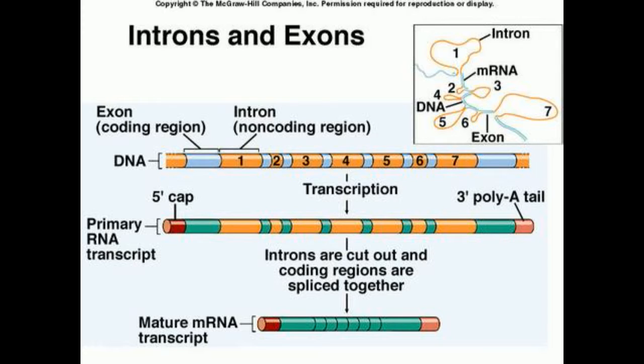In almost all eukaryotic genes, coding regions called exons are interjected by non-coding regions called introns. After transcription, during a process called splicing, the introns are cut out to create a mature strand of mRNA.